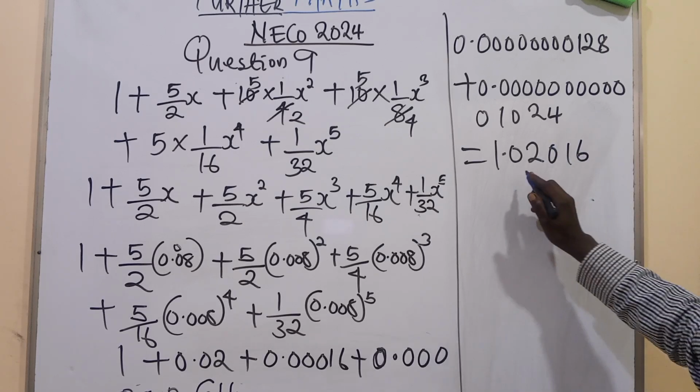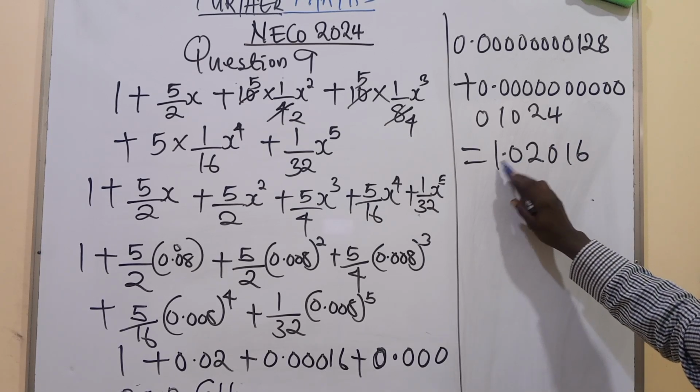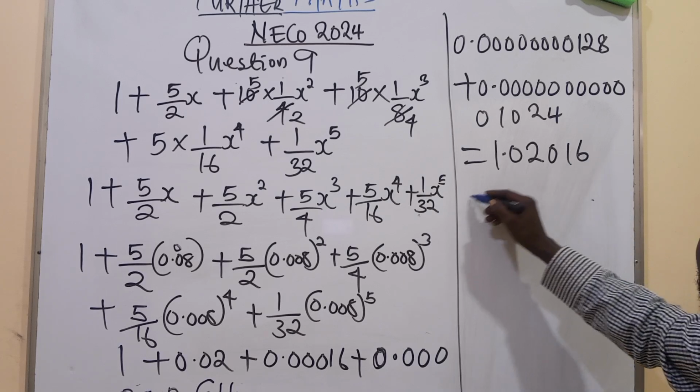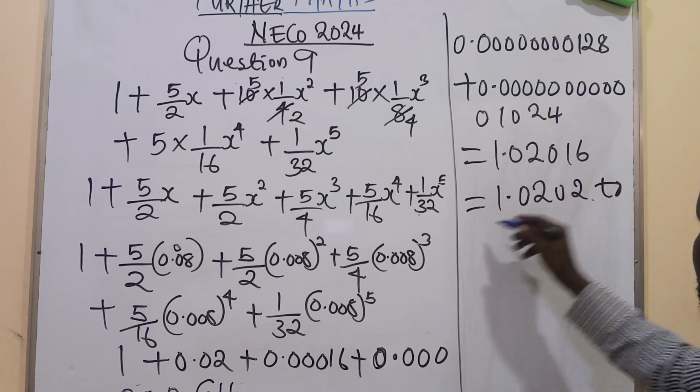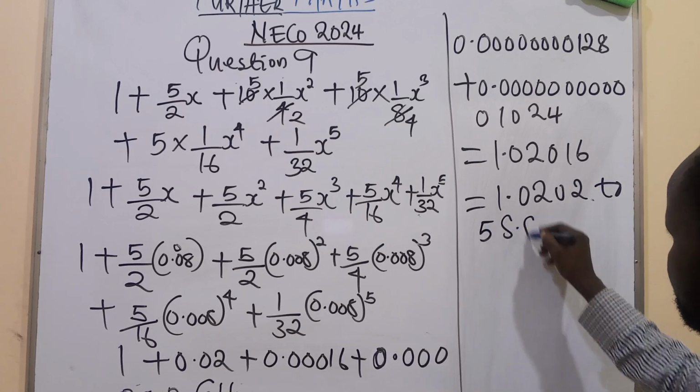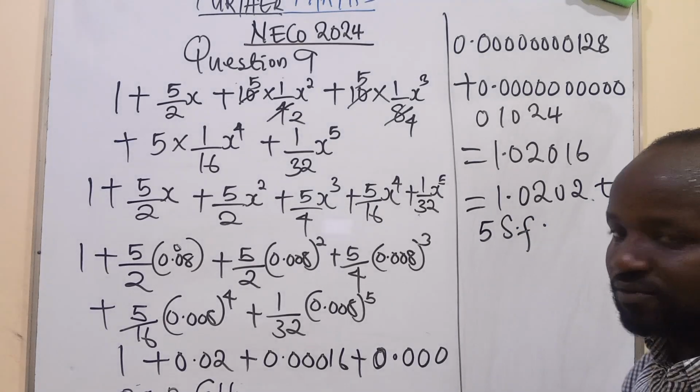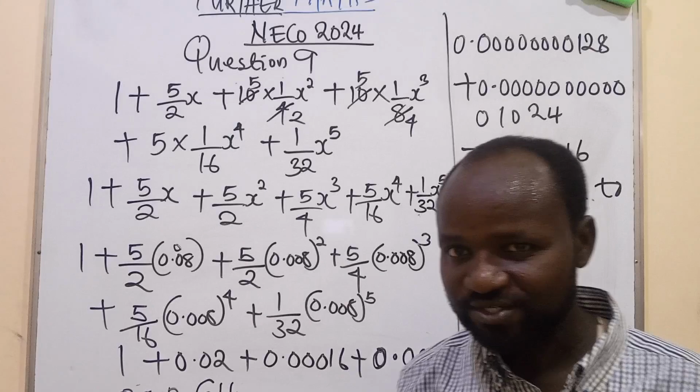At the end of the day, the final answer will be 1.02016 to 5 significant figures. 1, 2, 3, 4, 5. That will be 1.0202 to 5 significant figures. So this will be the solution to this B.